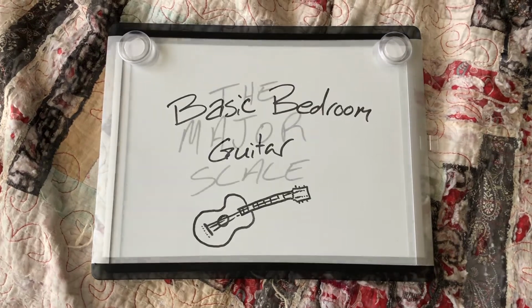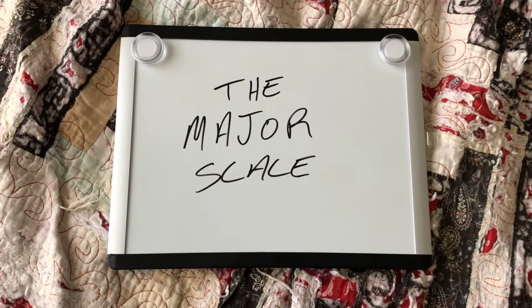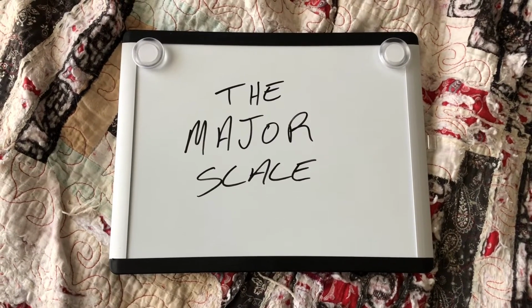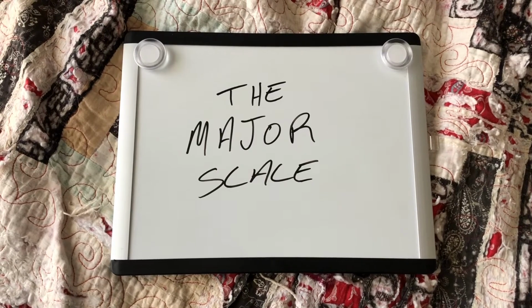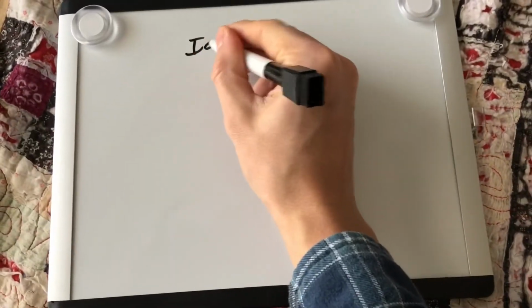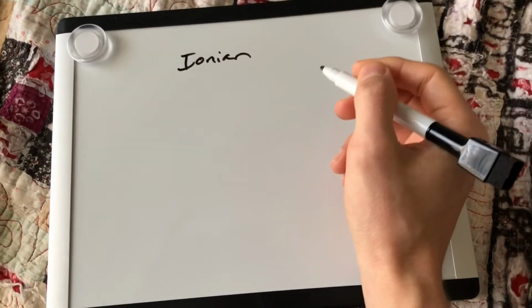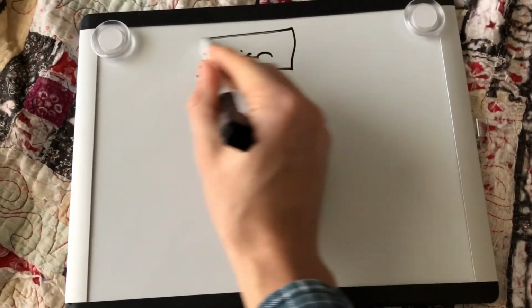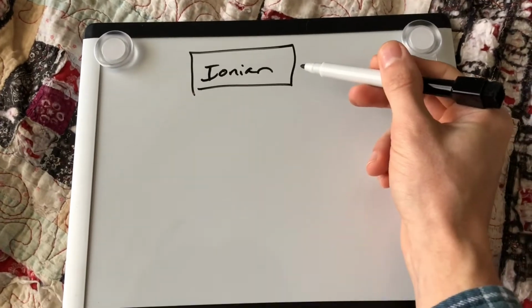I'm your host. In today's lesson, we'll be talking about the major scale, how it works, and why it's important. So the major scale is the first mode of a given key. Its name is the Ionian mode, but we'll discuss modes in a different video. Just keep this in mind.